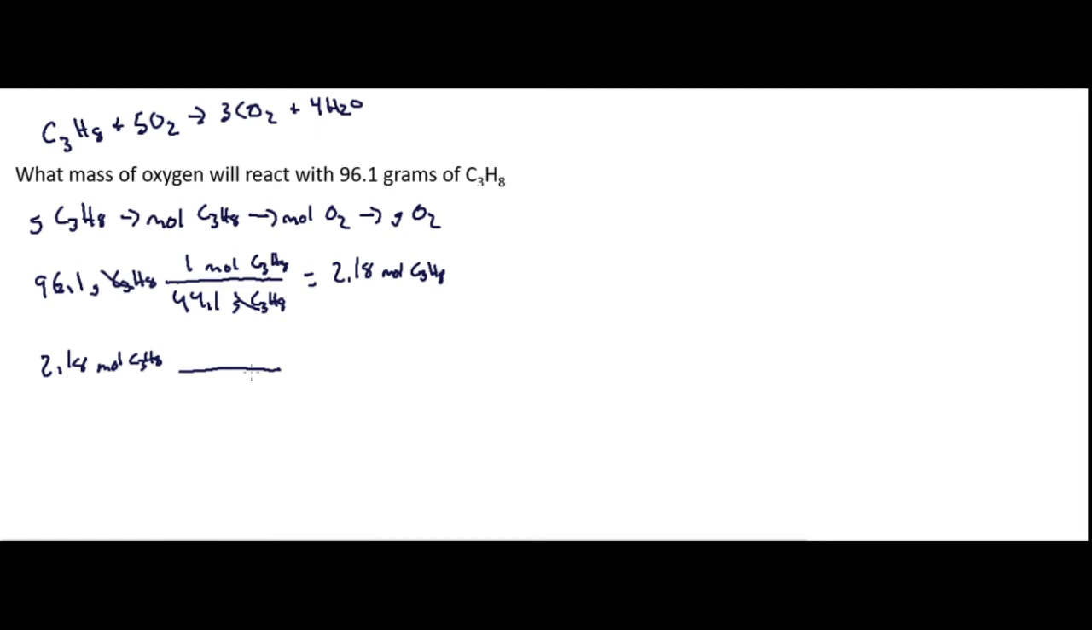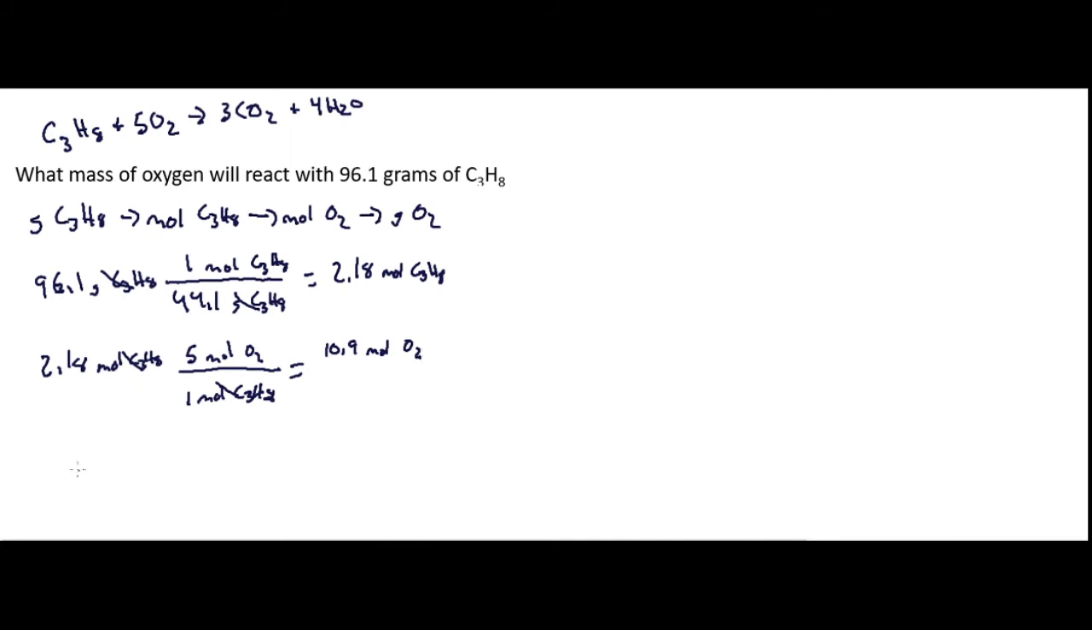So as above, we can see that for every 1 mole of propane, 5 moles of oxygen is used. So let's write out that ratio. And then you can see that units cancel out. That'll give us 10.9 moles of O2.